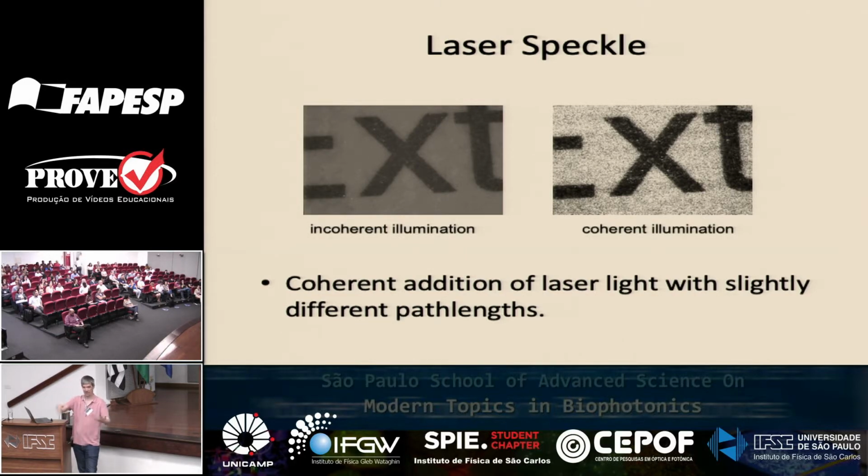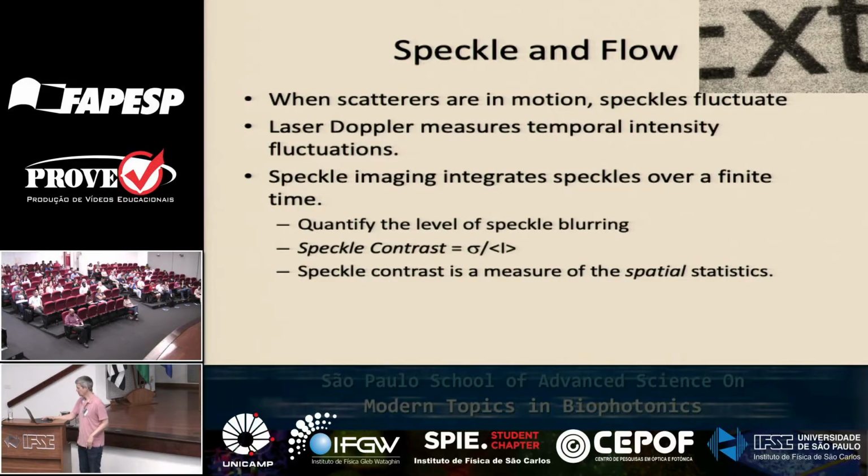You're detecting photons that have traveled multiple path lengths, and so it's going to interfere constructively or destructively. So when the surface is moving, or say there's red blood cells moving in the tissue, it's going to change the phase of the light in a time-varying fashion, and that speckle is going to fluctuate in time. And so we can actually measure speckle contrast.